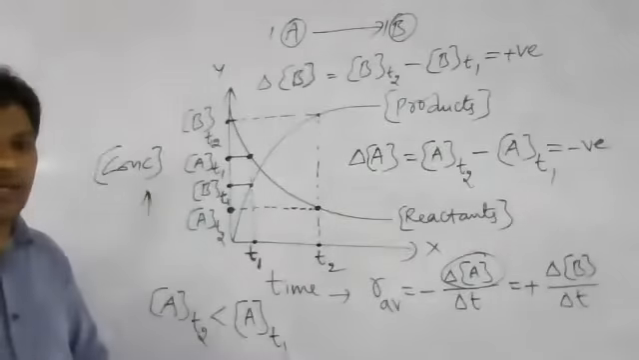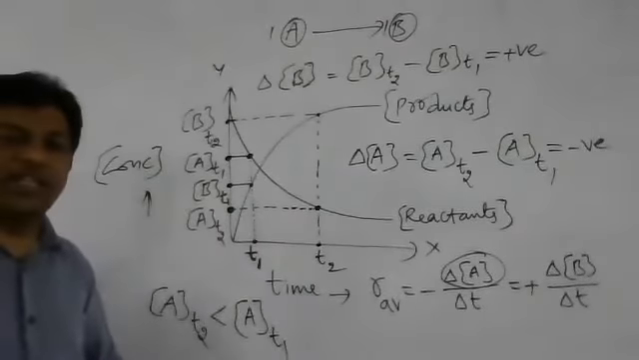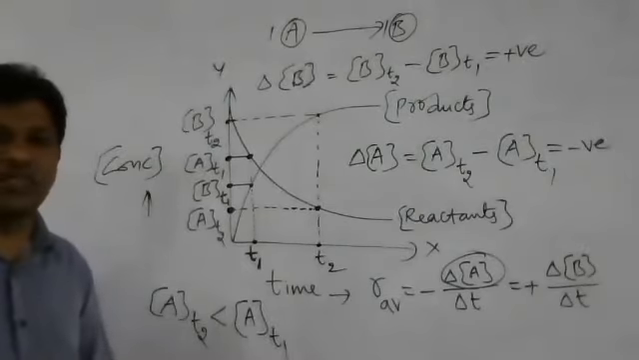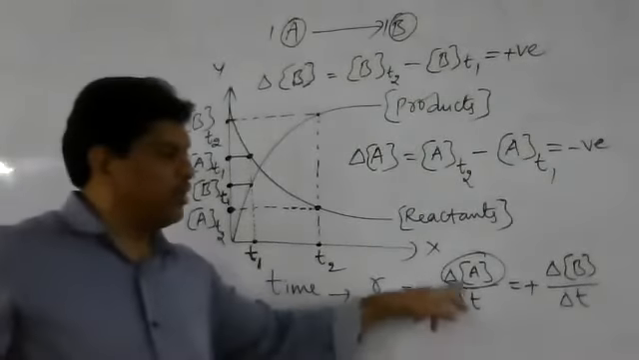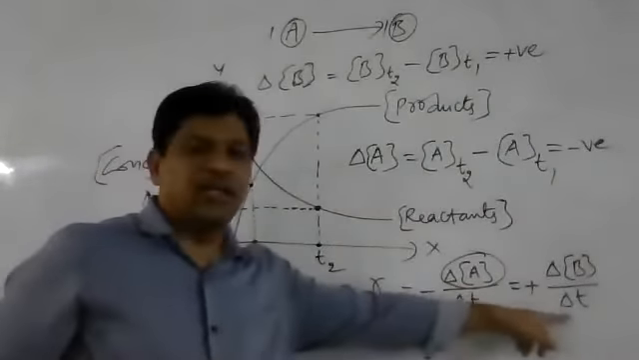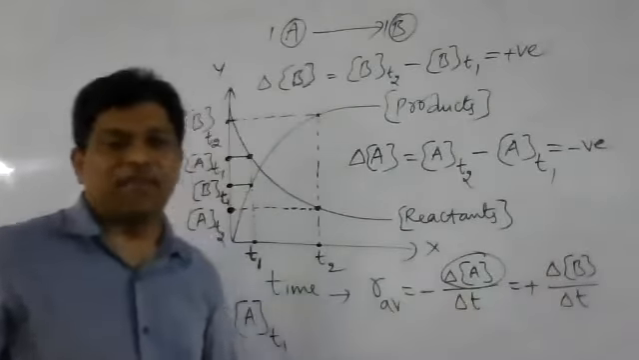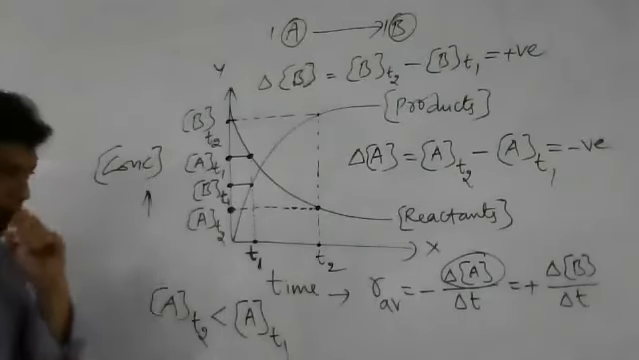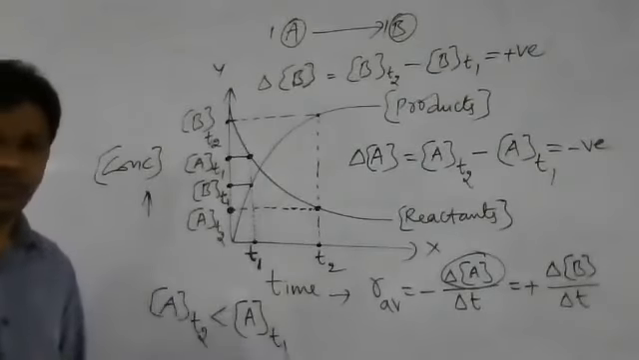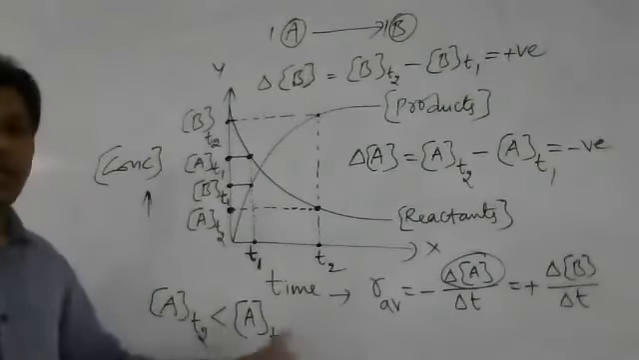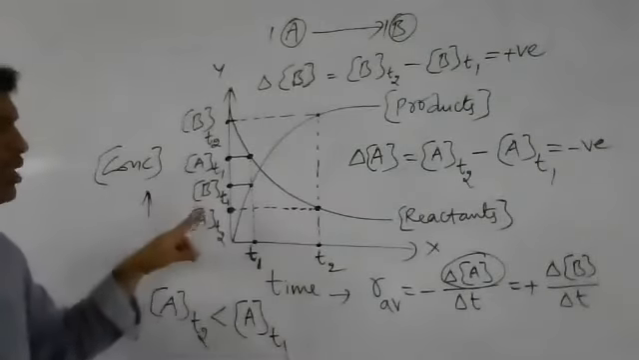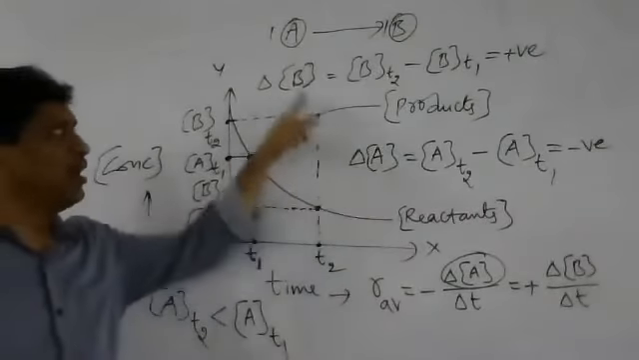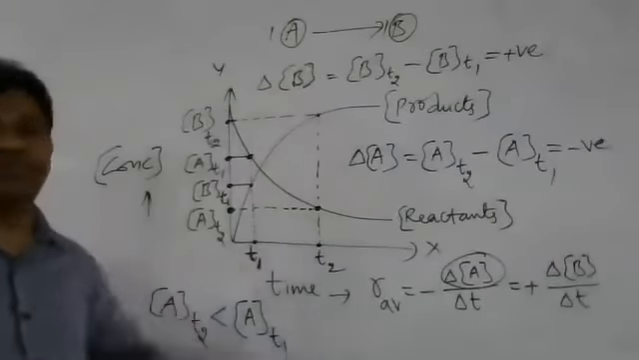Now also try to understand: will the time taken for the decrease of A and the time taken for the increase of B be the same or not? The time delta T for the reactant and delta T for the change of product will always be the same. Is that clear now? That is the average rate of reaction. So from the graph we can understand the change of concentration of A and the change of concentration of B.